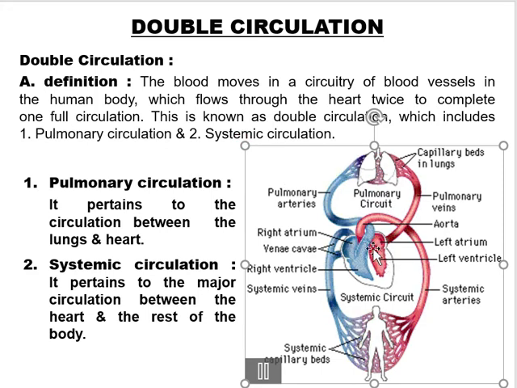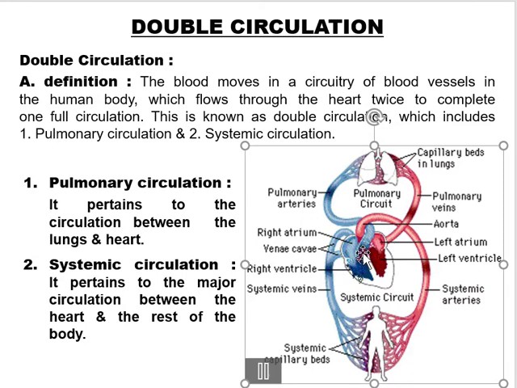Pulmonary circulation is the circulation between the heart and the lungs. So you can see here from the right ventricle, the pulmonary artery is carrying deoxygenated blood to the lungs, where the blood gets oxygenated and is carried back into the heart through the pulmonary veins to the left atrium, or left auricle. So this completes one full circuit of pulmonary circulation.